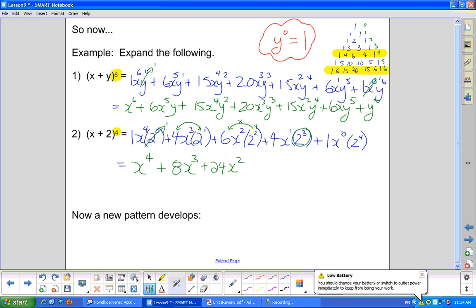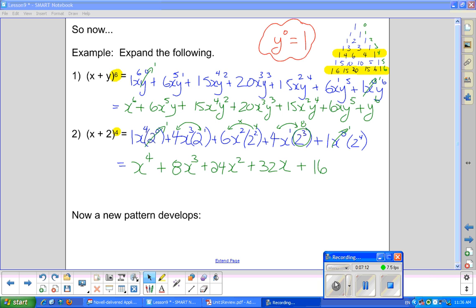And 2 cubed, that's really 8. 8 times 4 is 32x. And then 2 to the 4th is 16. And then again, the x to the 0 goes to 1, so 1 times 1 gives you your final term. So there you go. You just did 2 expansions.